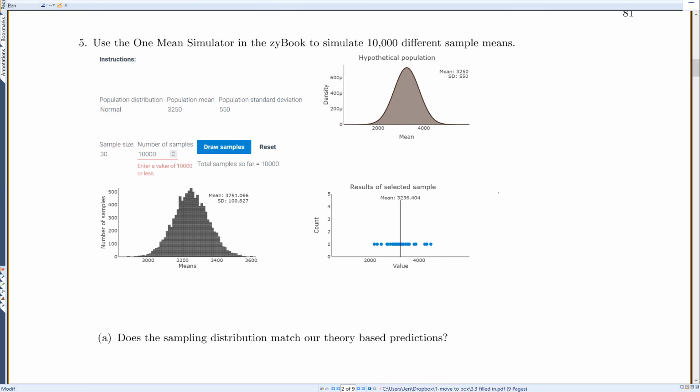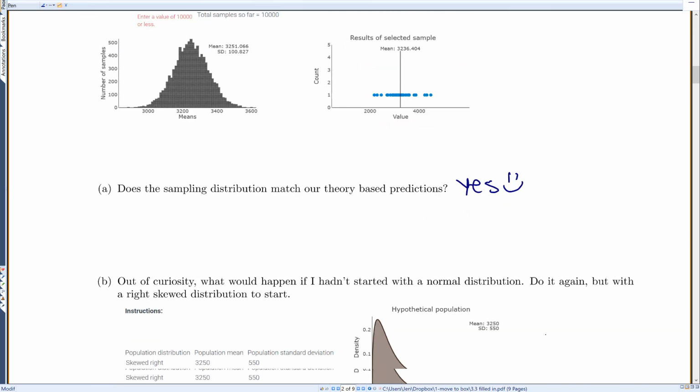Okay, so here's what we got. Does the sampling distribution match our theory-based predictions? Again, it looks normal. Our means and SDs line up. Yes, everything looks just like what we expected it to.